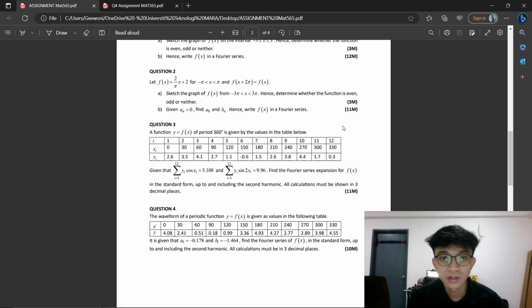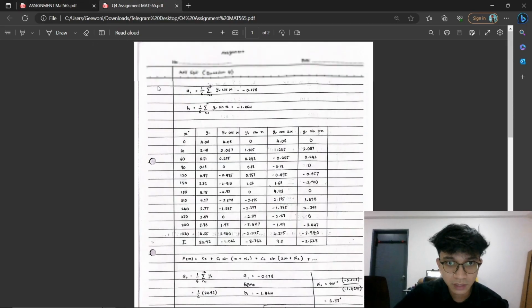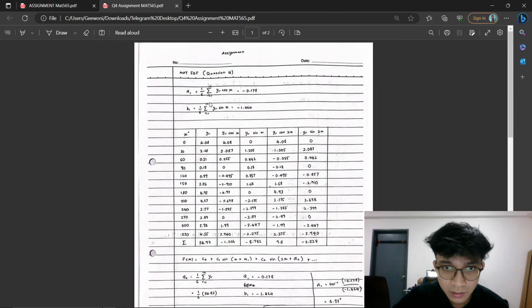So the waveform of a periodic function y equals f(x) is given as values in the following table. The tables are given as x degrees values and also y values. It is given that a1 equals negative 0.178 and b1 is negative 1.464. They ask us to find the Fourier series of f(x) in the standard form up to and including the second harmonic. So the given values are a1 and b1.